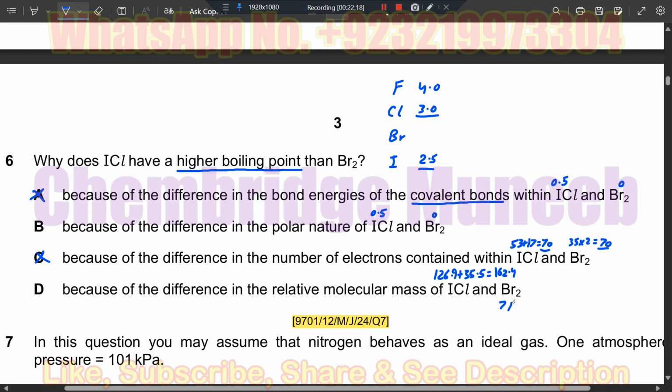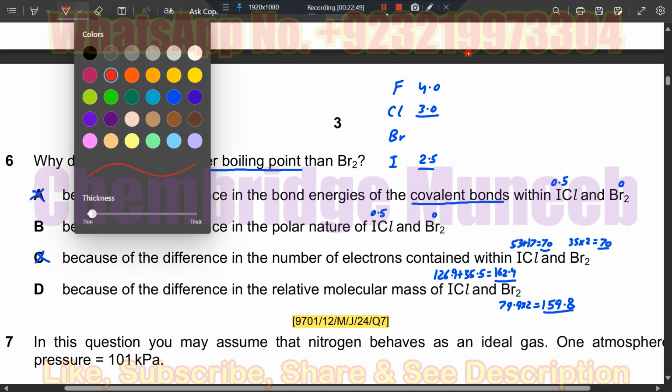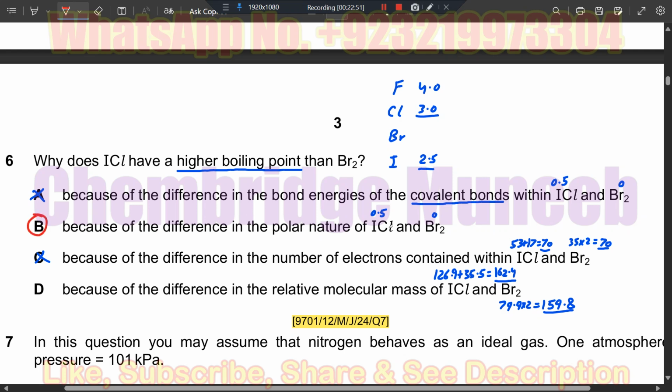And for bromine, the mass of one atom is 79.9. So for bromine, 79.9 times 2 is equal to 159.8. Now the difference of 159.8 to 162.4 is not a large value. They are almost similar in masses. So we cannot say that the higher boiling point is because of this reason. So the only right option could be the B option, in which the polarity is the factor. We have 0.5 difference in ICl and no difference in Br2.